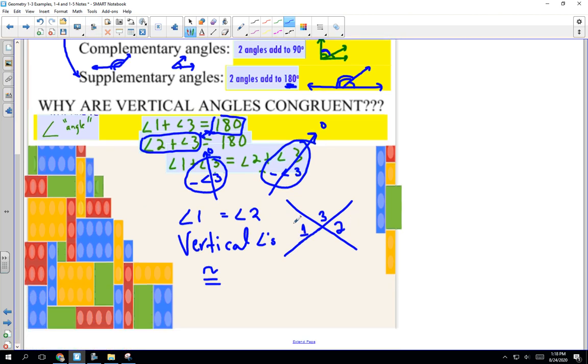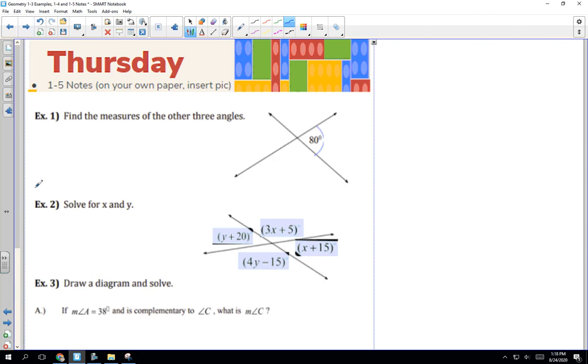So angle 1 is the same measure as angle 2. They're the samesies. All right, we're going to find some measures of angles. So we're going to call this angle 1, angle 2, and angle 3. And we're going to find all these 3 other angles.